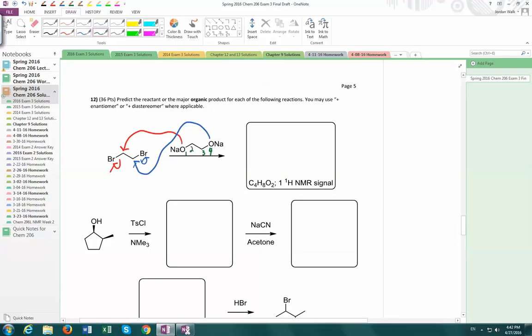So 1, 2, 3, 4. These atoms that I've numbered here, we're not separating any of those, so those will stay together. And then over here, we've got carbon 5 and carbon 6, which stay together. And so you can see we're connecting a bond between 1 and 5, and we're connecting a bond between 4 and 6.